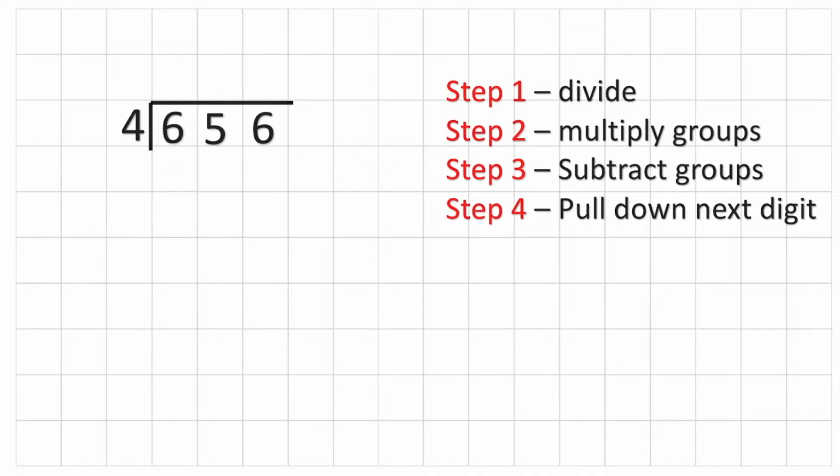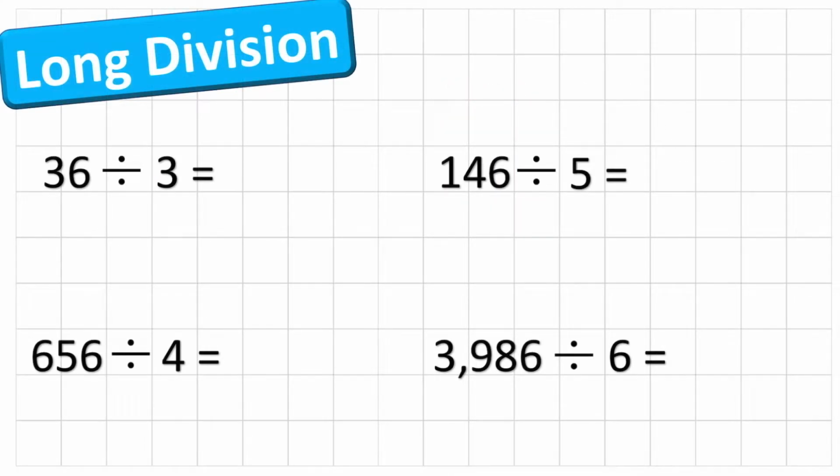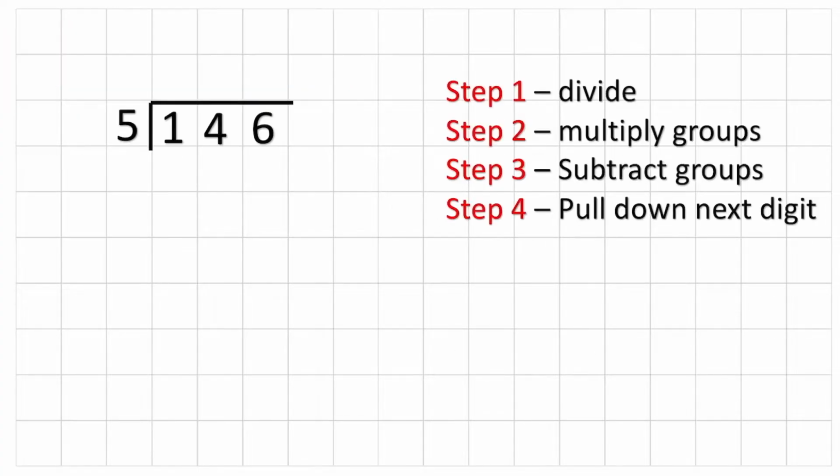Good job. Okay, let's look at a slightly different one. This one's going to be a little bit tricky. Let's have a look at 146 divided by 5. Okay, so same thing again. I'm going to put my 146 inside my bus stop and my 5 on the outside. And I'm going to follow step 1 again.